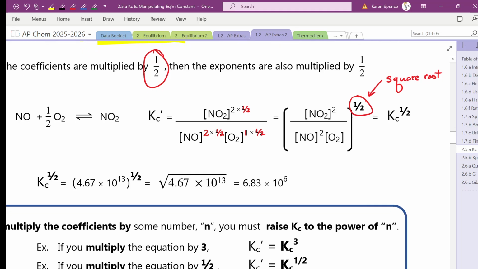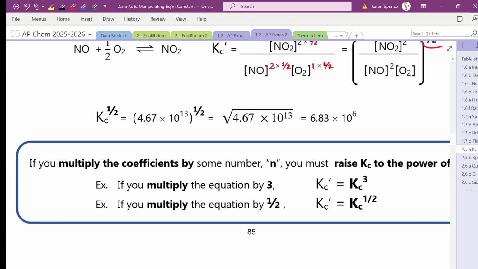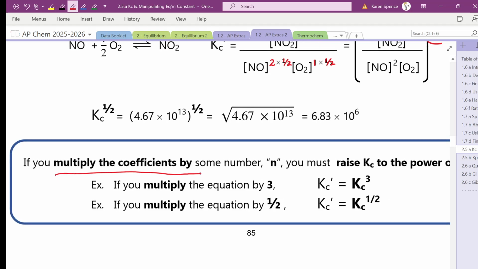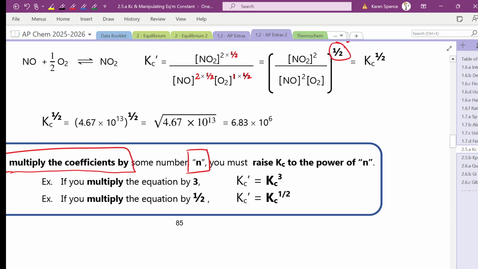But basically what it comes down to is the rule that if you multiply the coefficients by some number, n, you raise Kc to the power of n. So what that means is that our new Kc would be equal to our original Kc to the power of n. Yes? Okay.